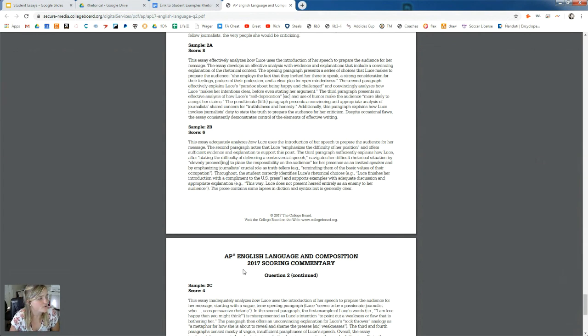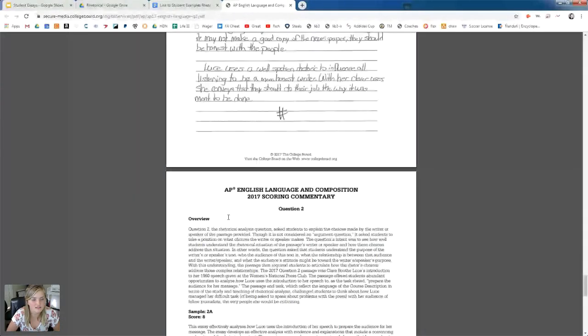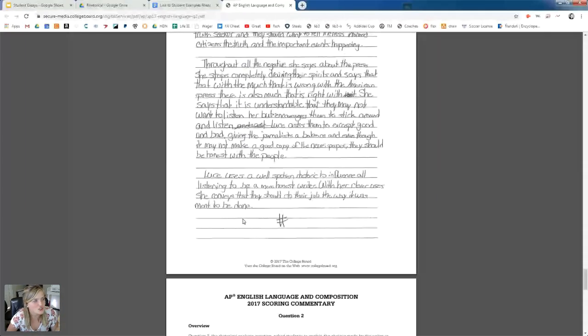Things to avoid in rhetorical analysis is just summarizing. And honestly, if you guys want to do this on your own, this is a good practice, especially when it comes closer to test time. It's just printing out student examples and guessing what scores they got and then comparing, because these are all available online.